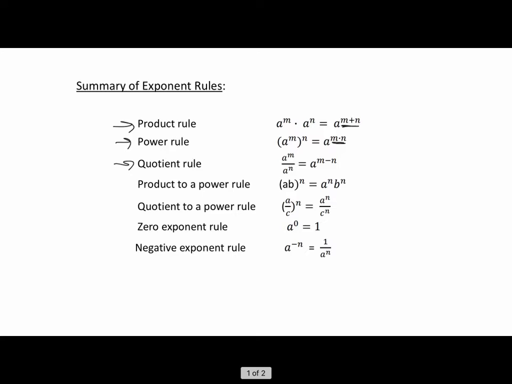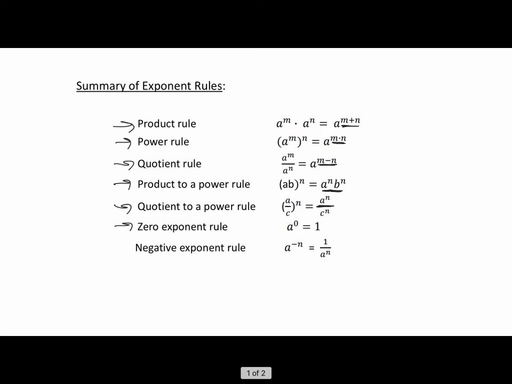Quotient rule, if you're dividing the same base, keep that base and subtract the exponents. It's always the numerator exponent minus the denominator. Product to a power, if you have a product raised to a power, then each factor of that product gets that power. Quotient to a power works the same way. A quotient raised to a power, each part of the quotient gets the power. The numerator gets that exponent and the denominator gets that exponent.